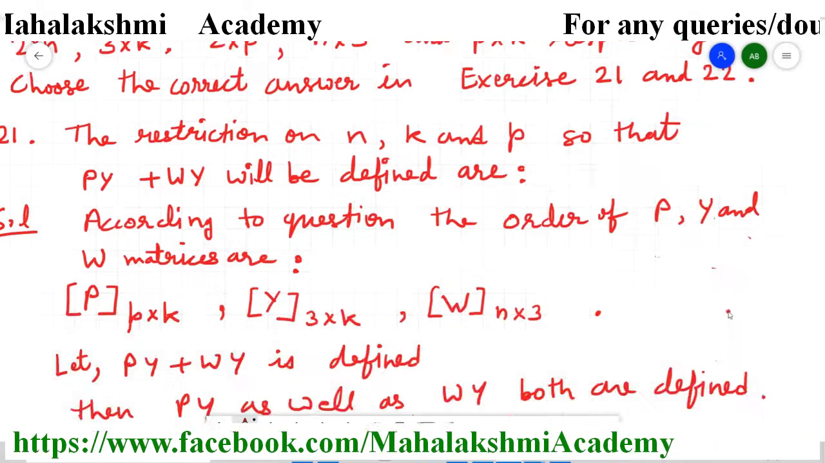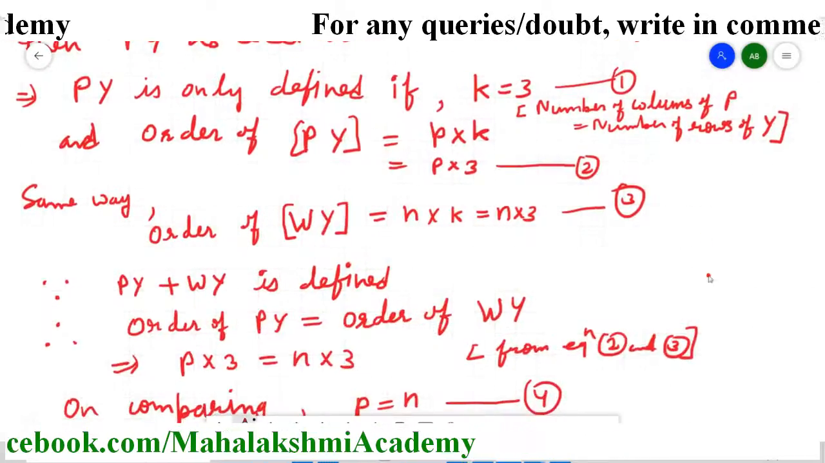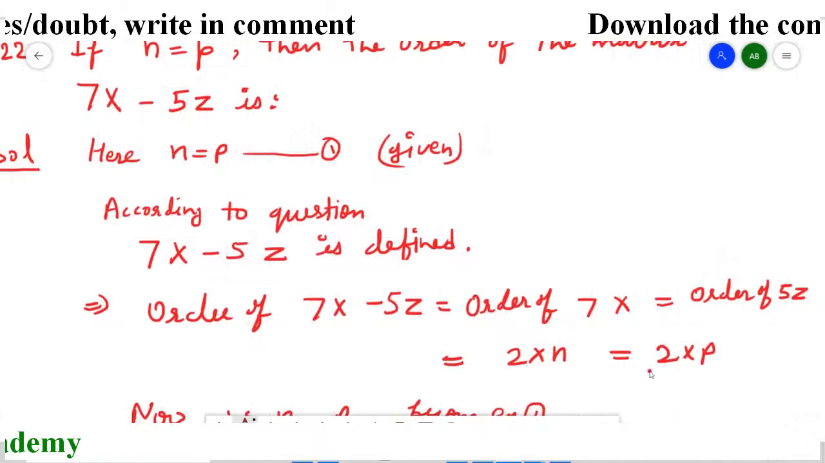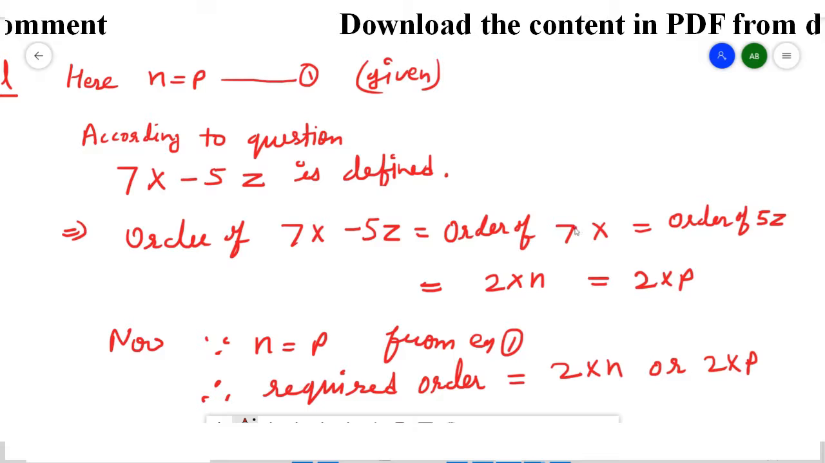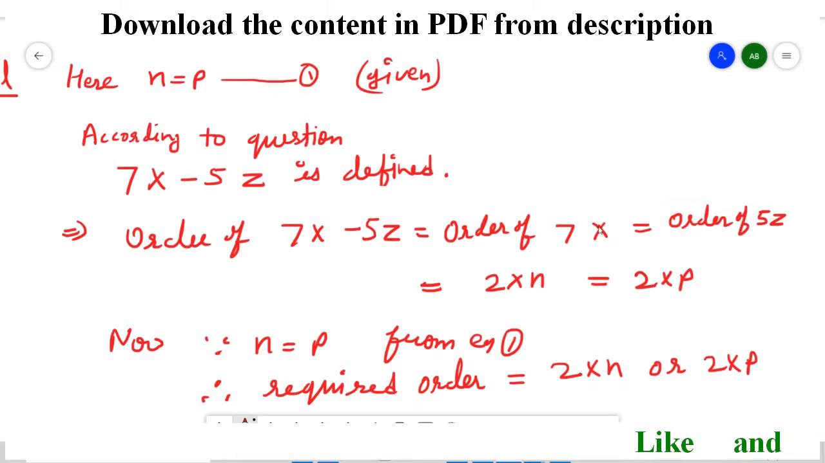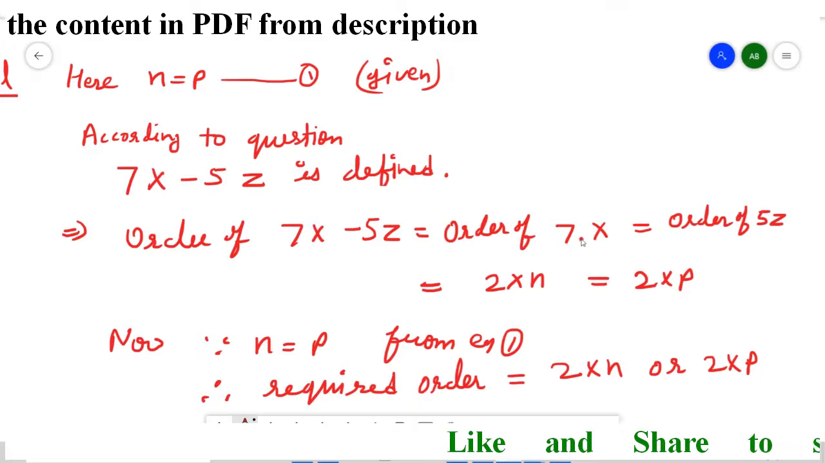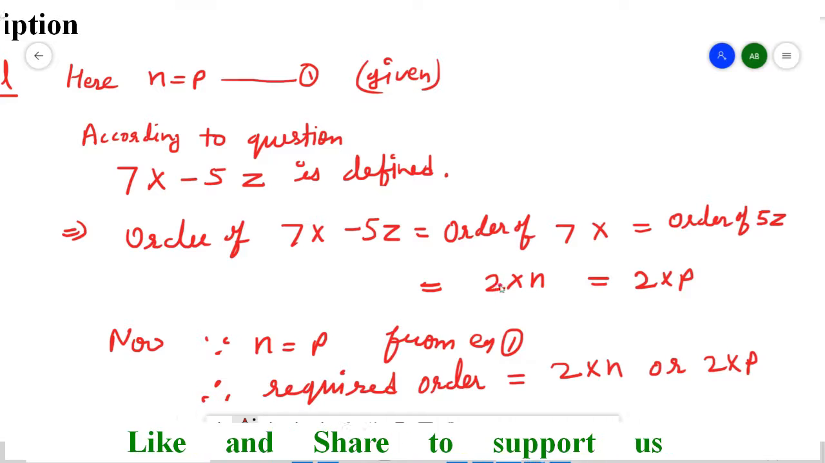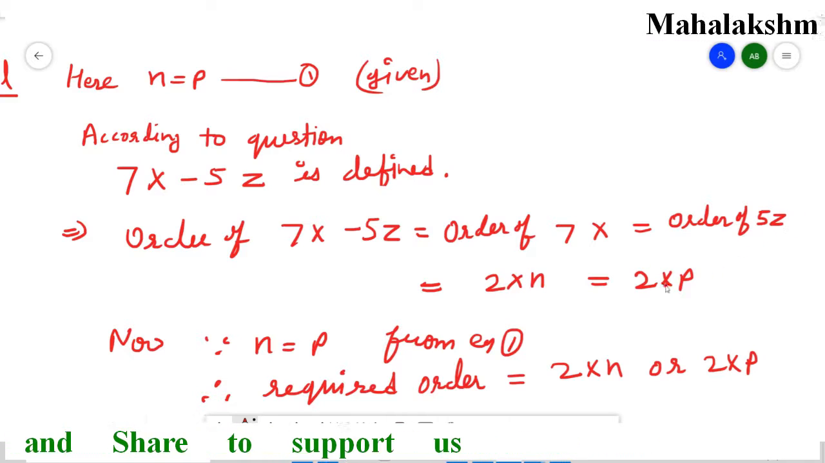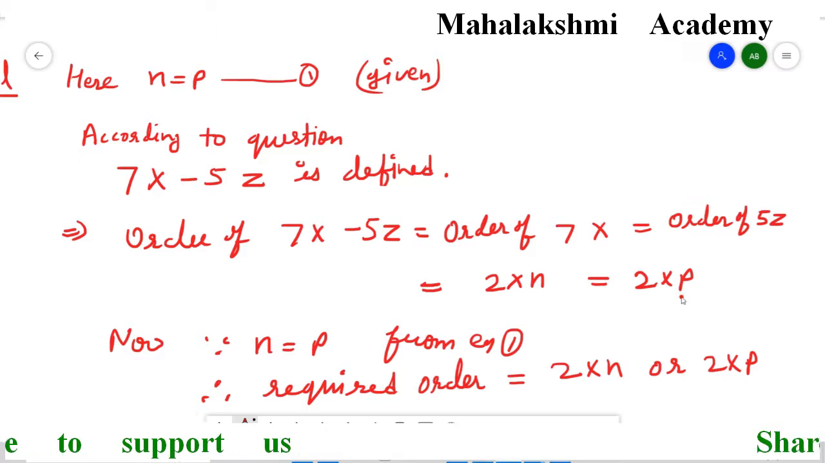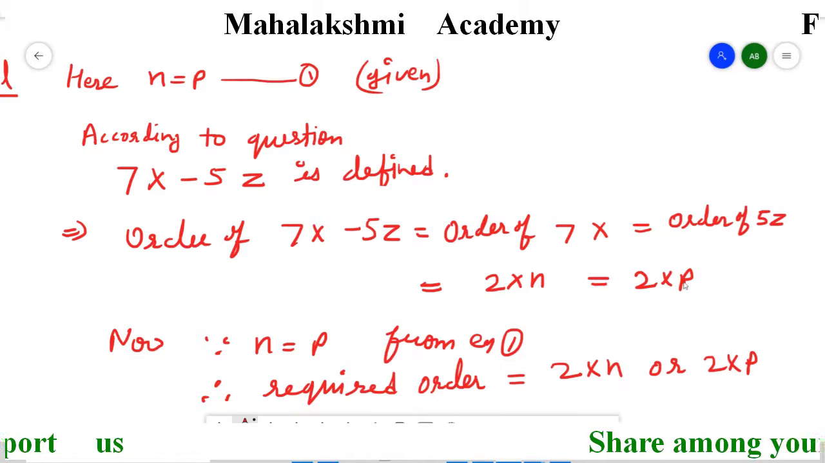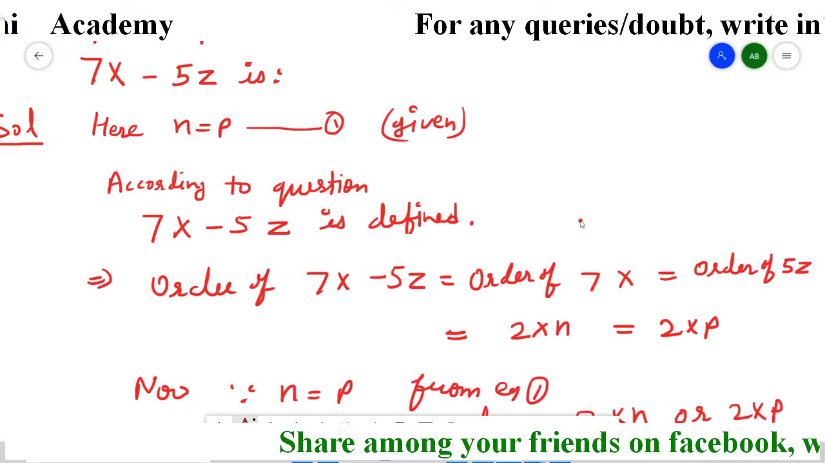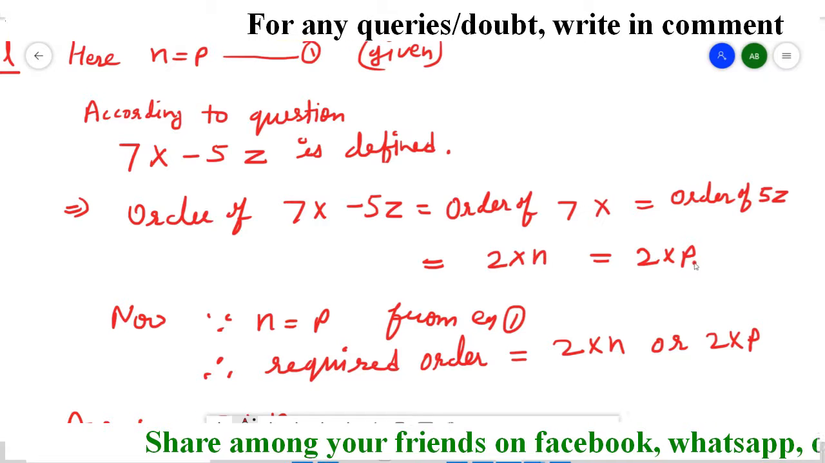So we'll move to the respective place. Here we wrote the order of 7x. 7 is multiplied by x, and 7 is a number, so the order depends completely on the x matrix. The x matrix order is 2 by n and the z matrix order is 2 by p. I just showed you from the question, and from that I wrote it. Now in the question it is already given that n and p are equal.